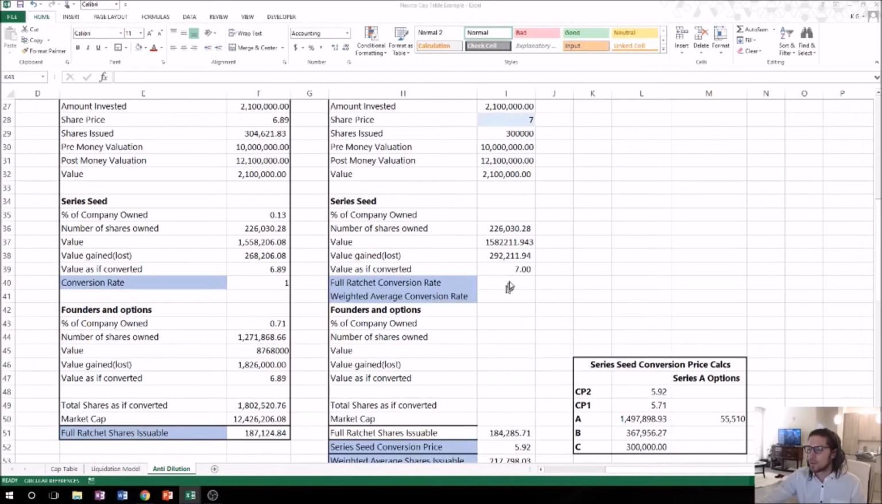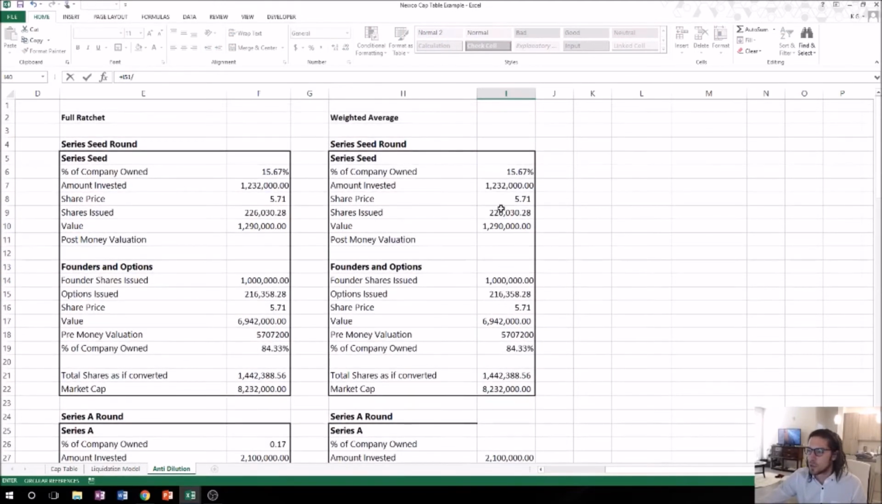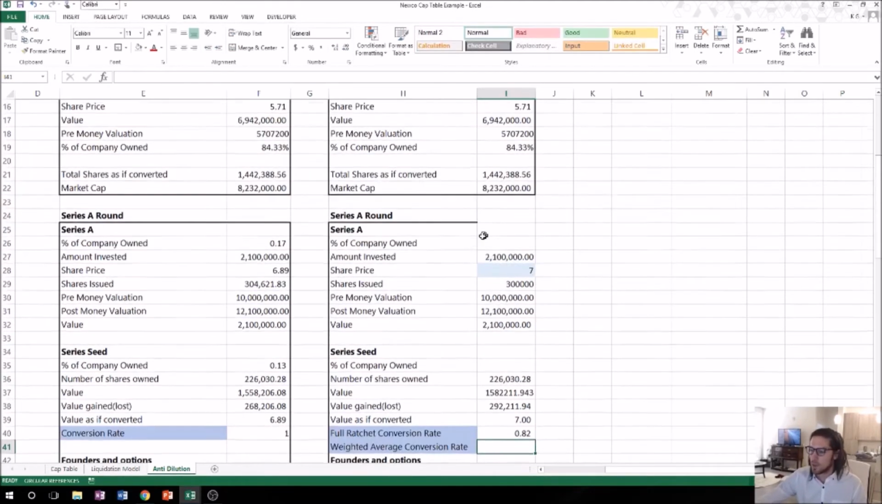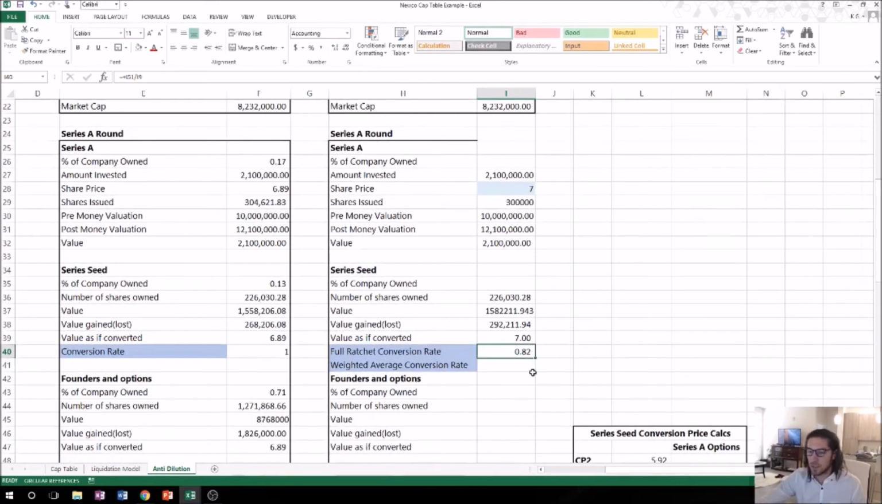So now we'll go in and do full ratchet conversion rate. On the previous full ratchet method, we used the if statement here, but that's not necessary because we're going to use the if statement on the weighted average conversion rate. So the full ratchet conversion rate is full ratchet shares issuable divided by the original shares issued. So see, our conversion rate is actually less than 1, so we wouldn't even want to take that. That would actually harm us.